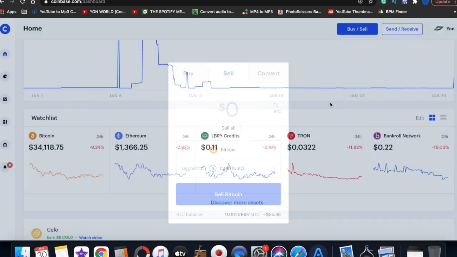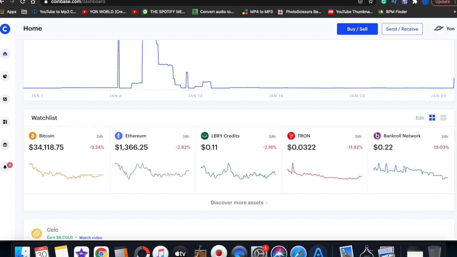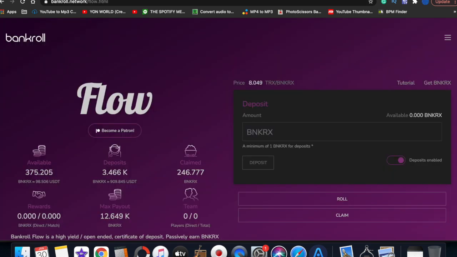So that's how you withdraw money from Bankroll Flow and get it back into Bitcoin and get it back into spendable money that you can deposit into your bank account, or you can invest in any other altcoin that's listed on Coinbase, or you could send the Bitcoin to any other exchange where you could trade it for different altcoins, or store it, keep it as a store of value in Bitcoin. So that's how you withdraw money from Bankroll Flow.